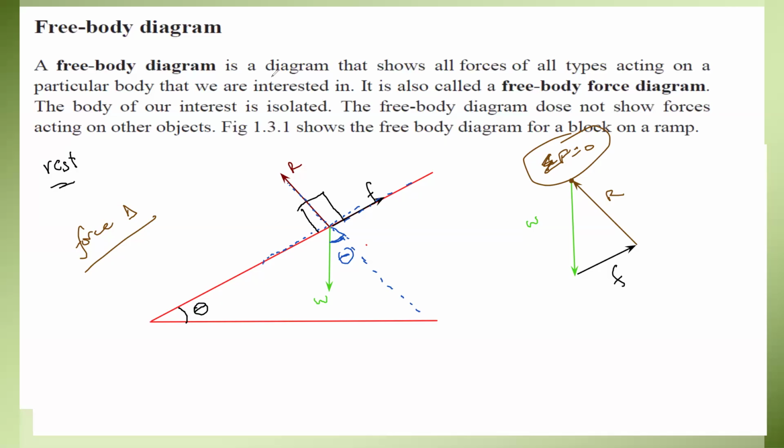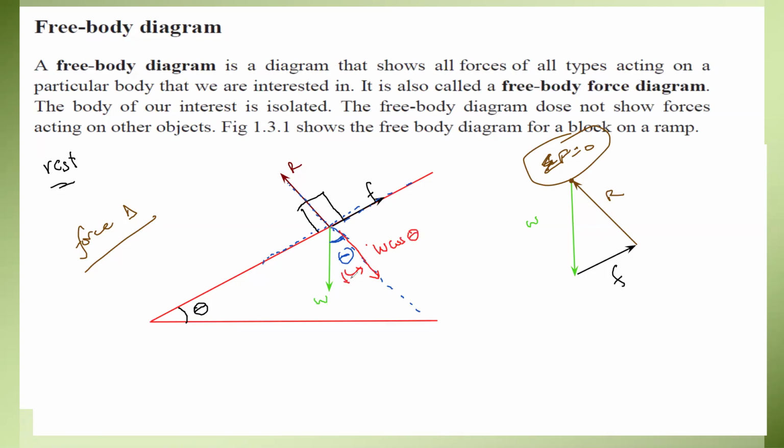Now this weight will have two components. One of the components is with an angle, this component. What will we write, cosine or sine? The component of the weight which is with an angle on the inclined surface: cosine. So the component which is with an angle will be W cosine theta.